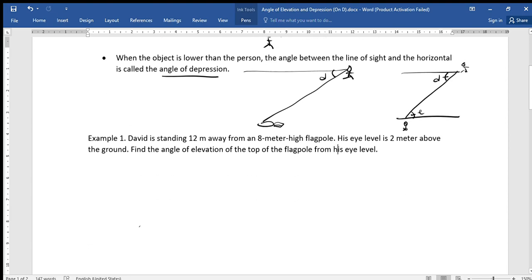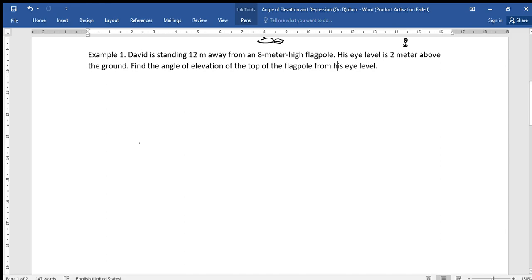Okay? So, in example number 1, David. So, si David po, sabihin natin si David, is standing 12 meters away. Yung layo niya is 12 meters away from an 8 meter high flagpole. Hindi ko alam kung bakit nawawala yung lines minsan. Siguro may napindot lang or something. Or nasobrahan sa din. So, ito yung flagpole natin.